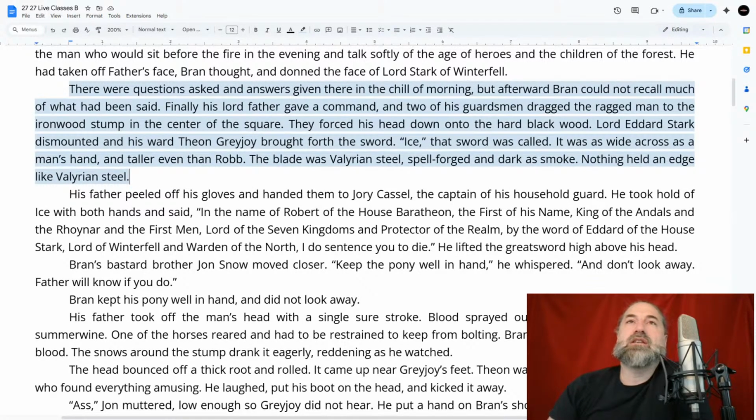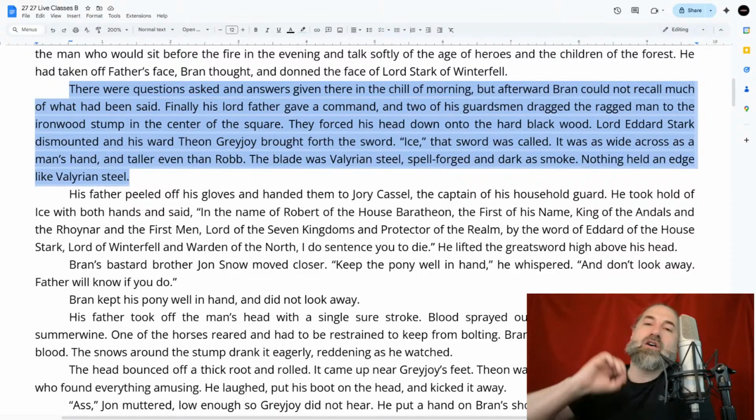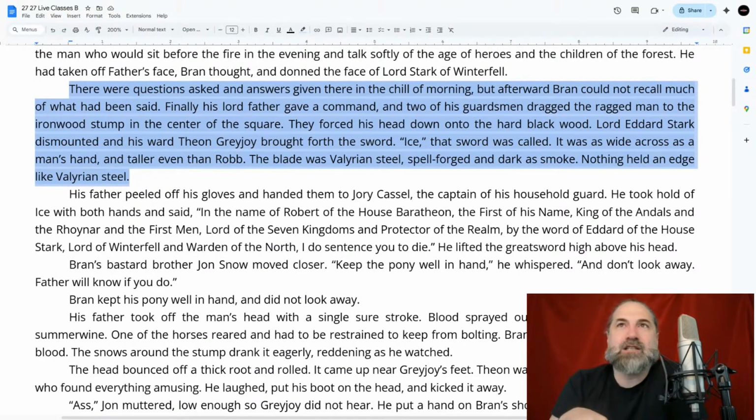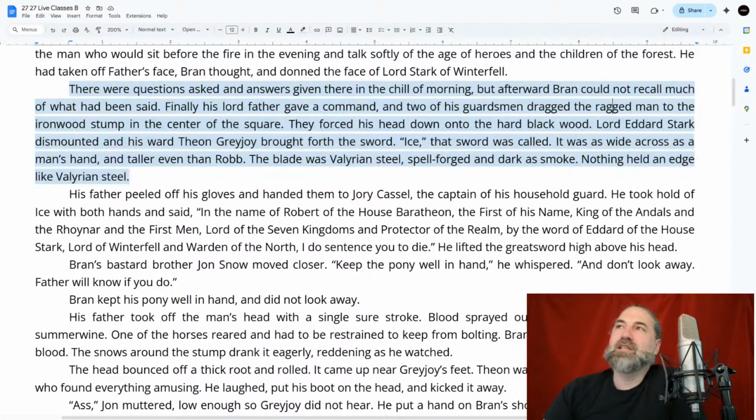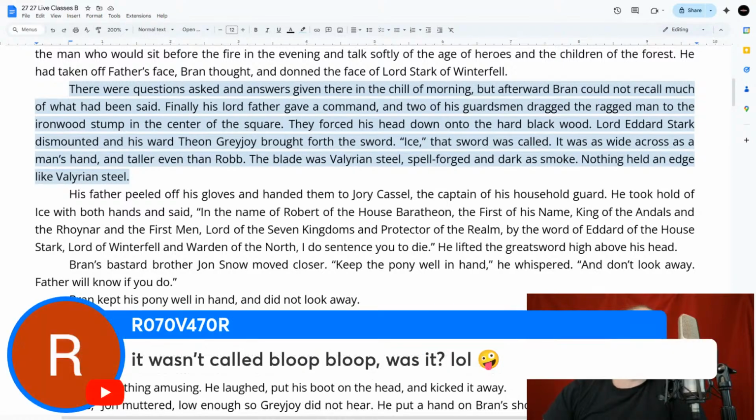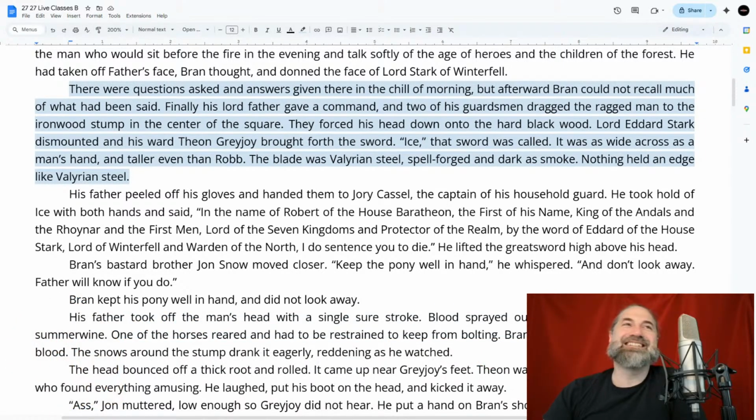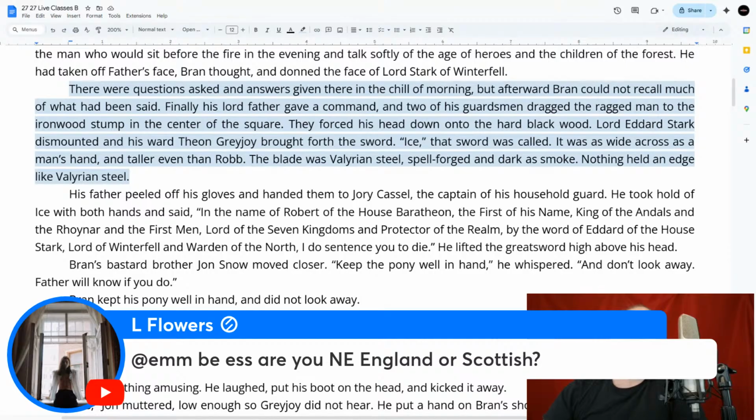So this is a very old style of writing. Contemporary writing shouldn't or normally wouldn't have this many asides or this much exposition. When you're writing, you don't always have to use the full names, but out of nowhere, it's like dismounted and his ward, Theon Greyjoy, brought the sword, Ice. But I do want to point out something very important. It wasn't called Bloop Bloop, was it? It should be. The sword should be Bloop Bloop.